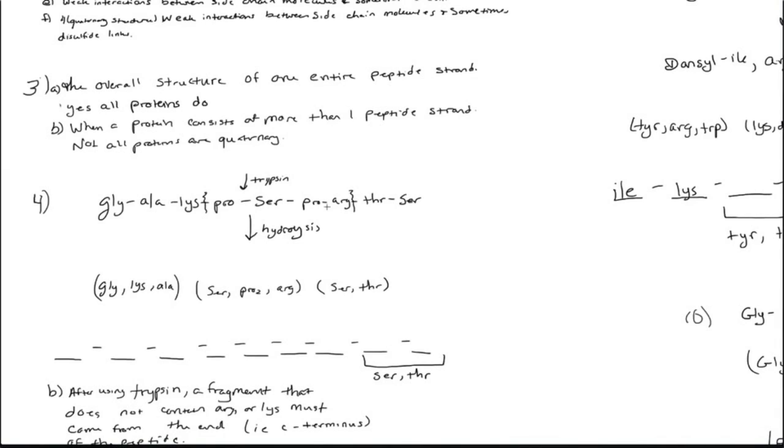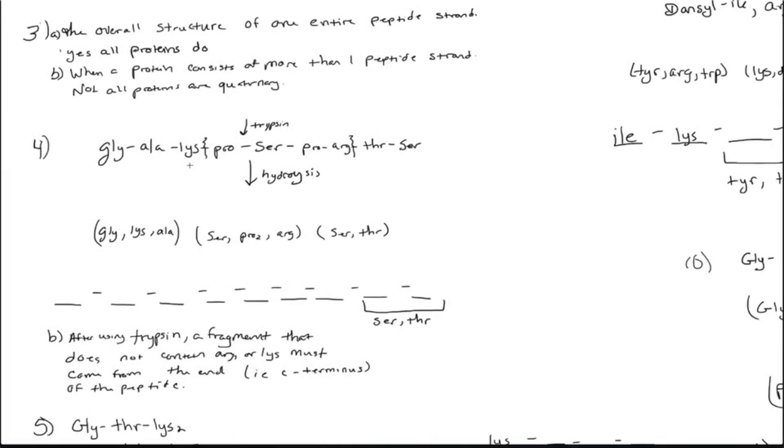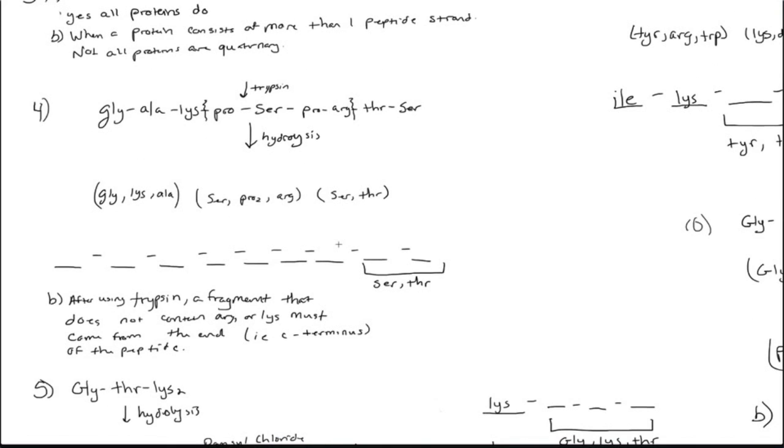So we'll take a look at number 4. So this is a good answer here. You put these in parentheses to show that after hydrolysis, the sequence would not be clear. But we would know there were 3 separate fragments. That's good.